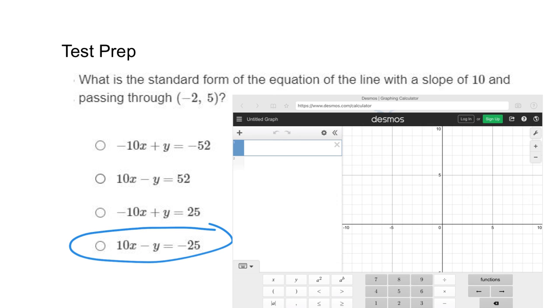But the one that is in standard form, and we haven't really talked a lot about standard form, but standard form has whole number values for x and y, and your x has to be positive. So this is not standard form because the x is negative. This is standard form because the x is positive. So this bottom answer choice is your answer for that one.